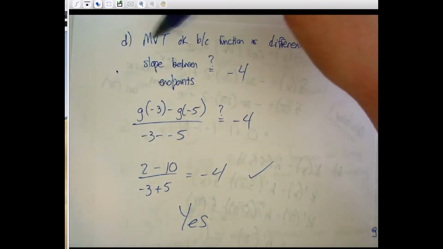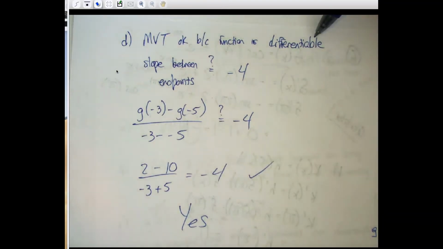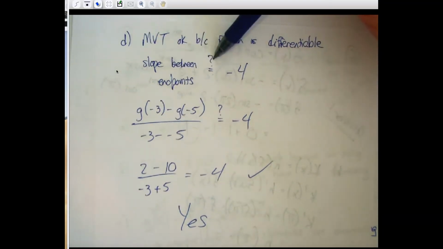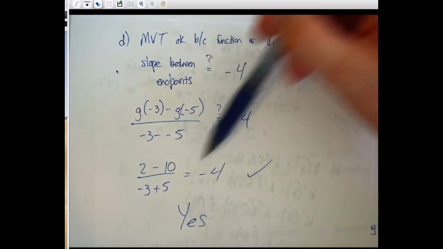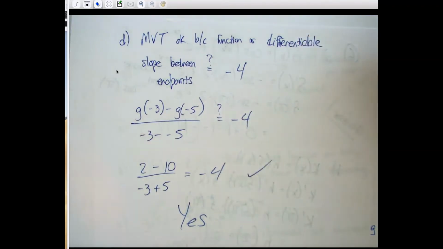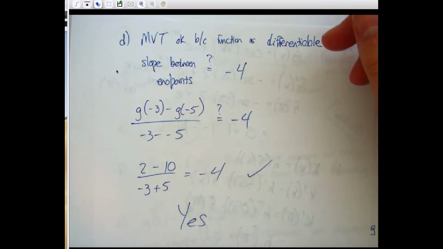So here's my work for that. The mean value theorem is okay because the function is differentiable. So does the slope between the endpoints equal the negative 4 that they gave me? I'm working through that, and I do get that there's a spot. If I plug in the endpoints, I get negative 4, so that does work.